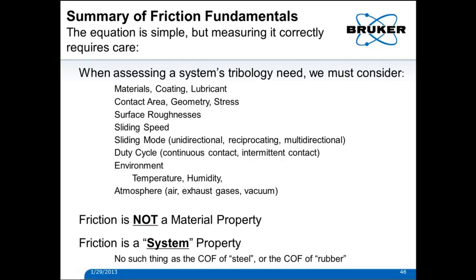So the one thing I'd like to leave you with today to always think about, my dear colleague: friction is not a material property. You can't look it up in the handbook. Friction is a system property. There's no such thing as the coefficient of friction of steel or the coefficient of friction of rubber. You might be able to look up the coefficient of friction of steel on copper or steel against steel. But again, as we saw in the previous slide, there's a lot more to it than that. You need to know the environment, you need to know the contact stresses, you need to know a lot of things to get it right in your design application.